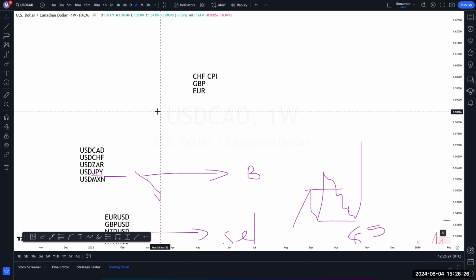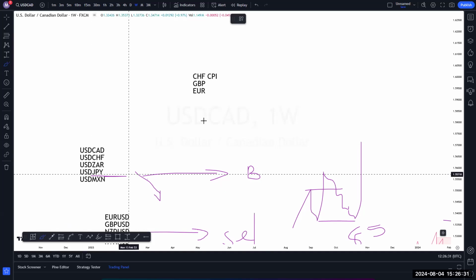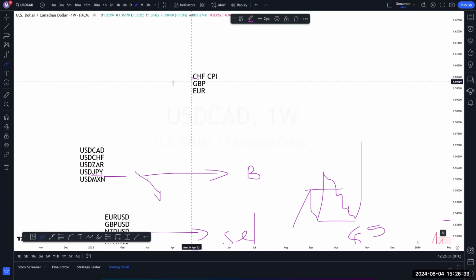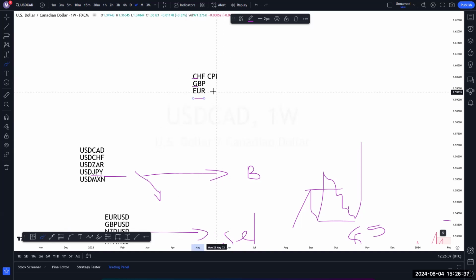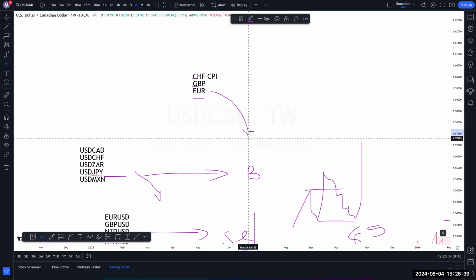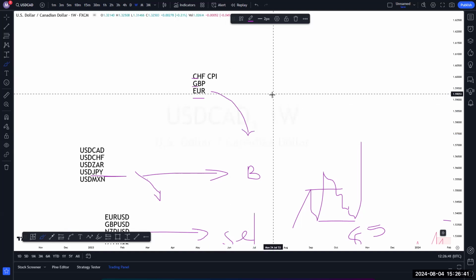Now here, I told you we always have to investigate. If you're going to trade the GBP CPI, meaning a CPI of that currency, you're going to do the same thing. You're going to move on correlation.